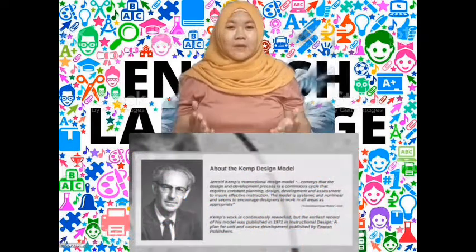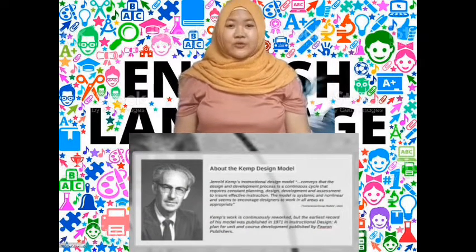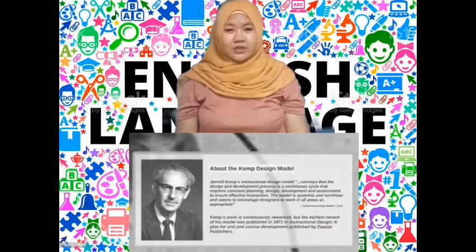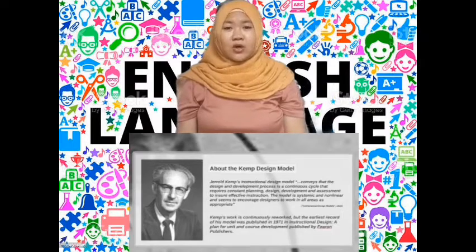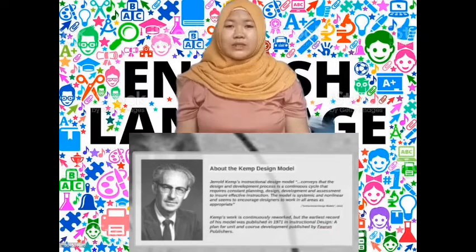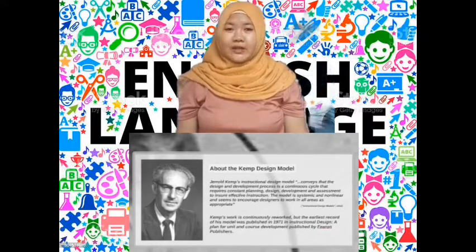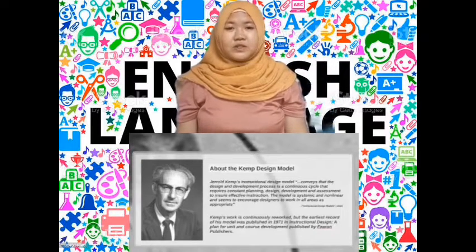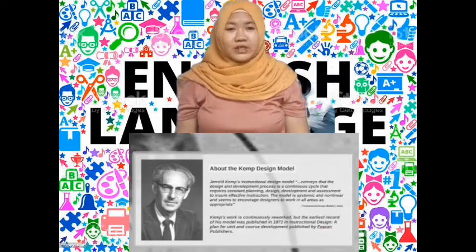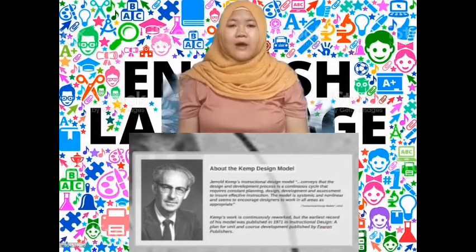The Kemp design model. Gerald Kemp was born in 1921, served in World War II, came home and obtained his first degree in chemistry. He went on to get further degrees and teach at the college level, but his first job was actually teaching junior high science. He used his passion for audio and visual techniques to capture the interest of his students and of his peers. And this began his career in impacting the instructional design process.